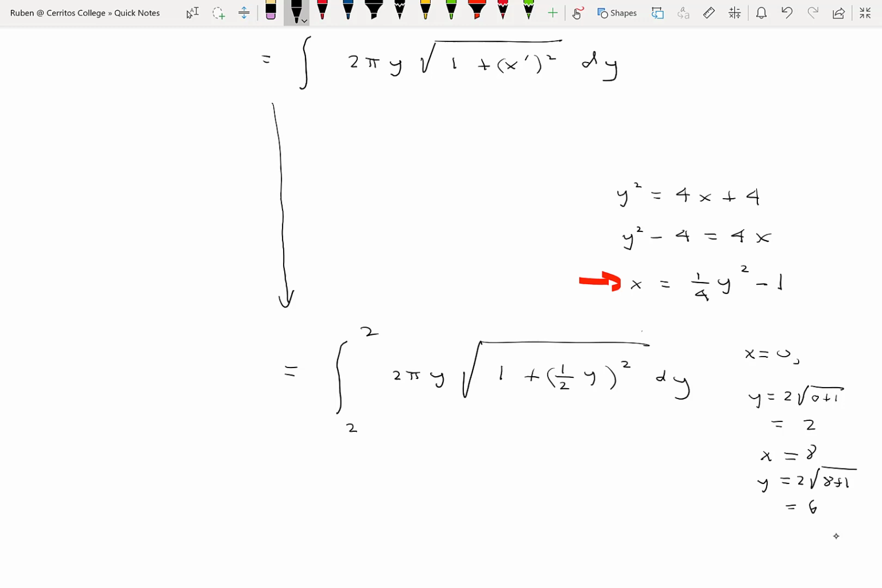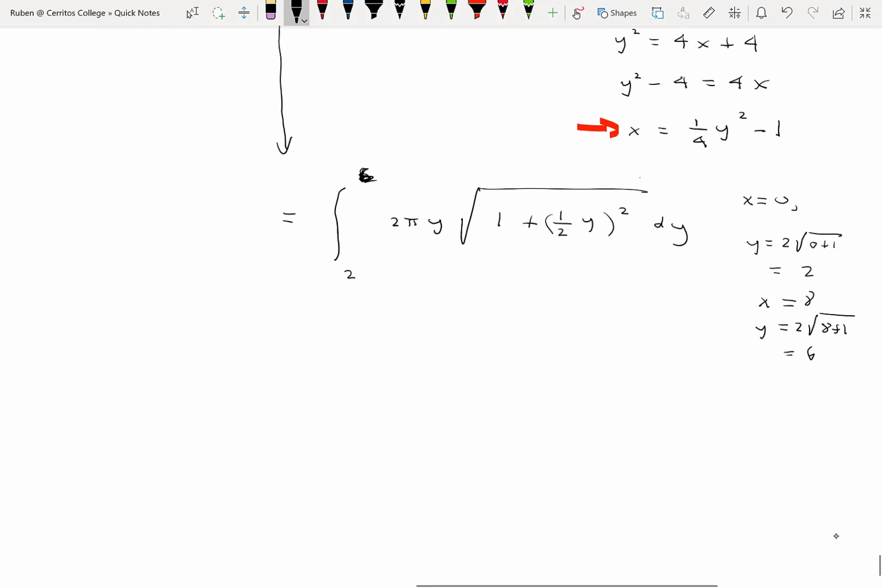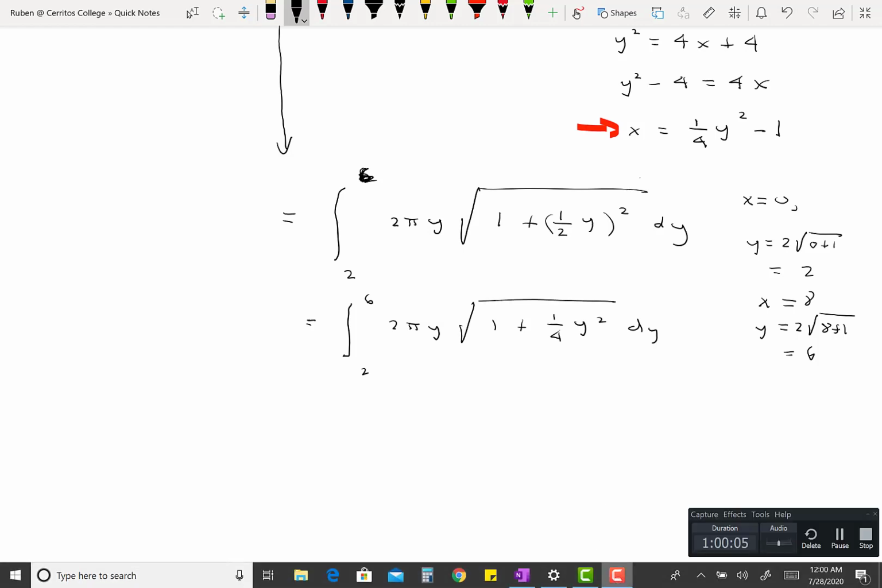Limits of integration are 2 to 6. It looks very different than the integral we looked at if we chose to integrate with respect to x. It's not a difficult integral. If you square out that 1/2 y squared under the integral sign, you're just looking at the integral from 2 to 6, 2 pi y times the square root of 1 plus 1/4 y squared. And it's a simple u substitution.